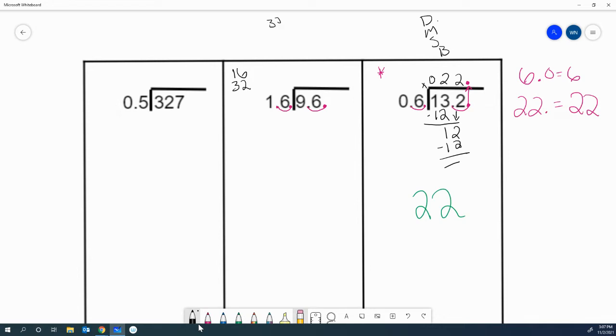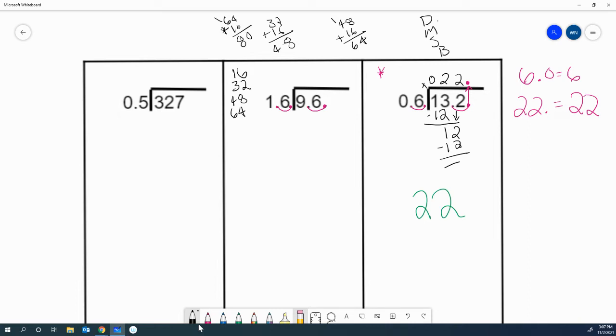So now I have to take 32 and add 16 to it. That's 48. So now I've got to take 48 and add 16 to it. So that's 64. I bet I can get closer to 96. So now I've got to take 64 and add 16 to it.